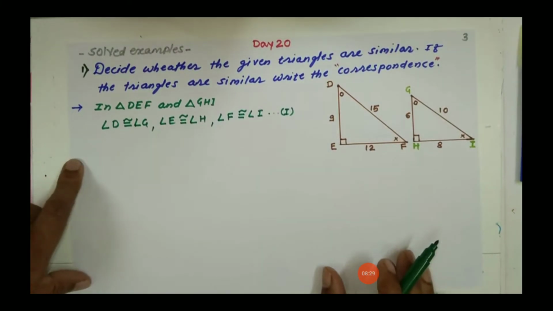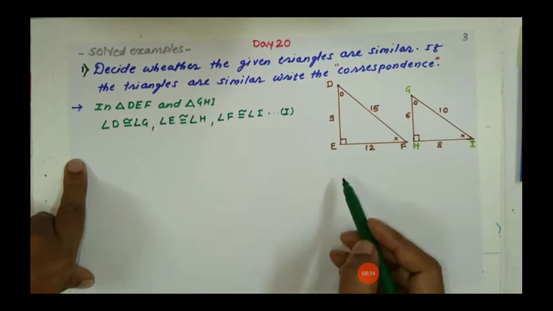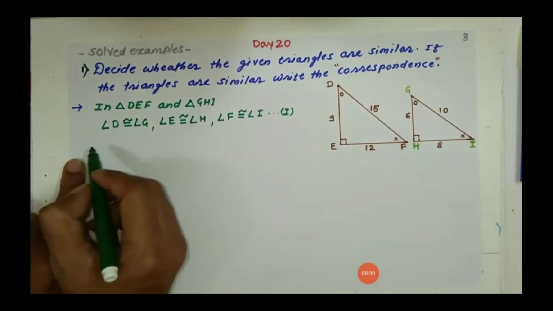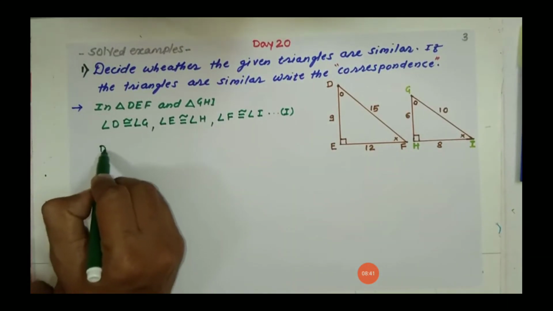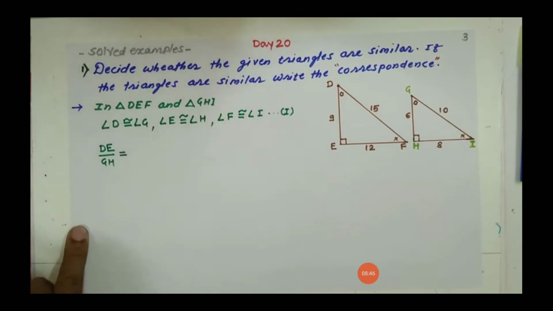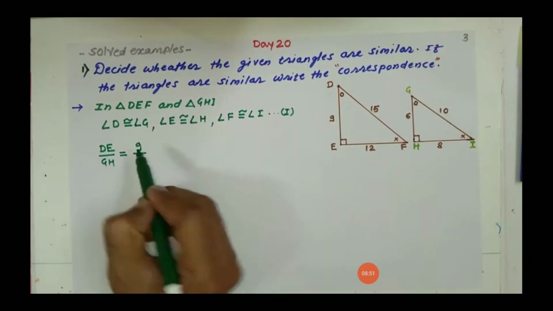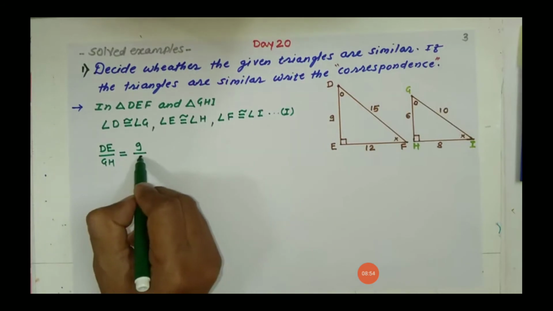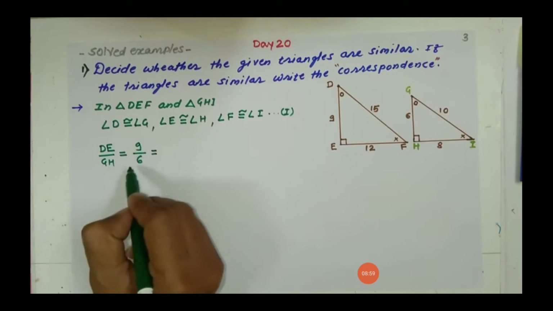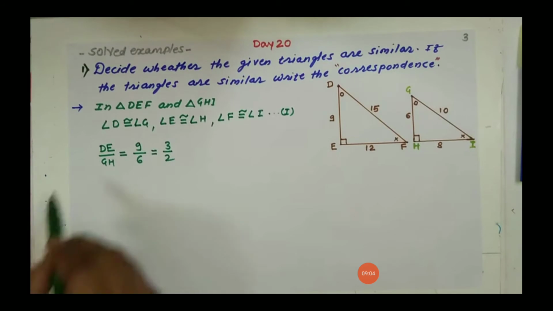And now let us see the measurements given of the corresponding sides. Suppose we take the ratio of DE and GH. That means I will start with this. See here, DE upon GH is equal to, what is the measurement of DE? It is 9, and GH is 6. So I am writing that. If we divide by 3, then 3 3s are 9 and 3 2s are 6. So it is 3 by 2. Okay, is it clear? This is the first one.